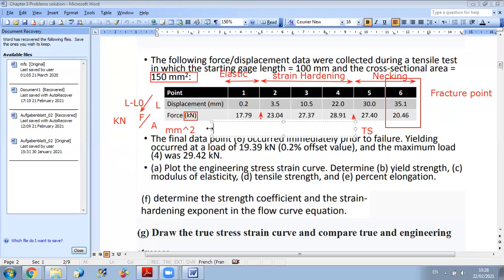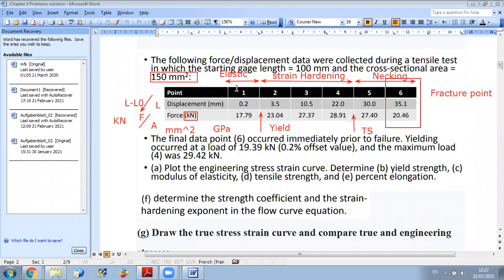Gigapascal. Okay, gigapascal. Because Newton per meter square is Pascal. Newton per millimeter square is 10 to the power 6 Pascal, which is megapascal. And kilonewton per millimeter square is 10 to the power 3 times 10 to the power 6 Pascal, sorry, which is 10 to the power 9. So it is gigapascal. Okay, so pay attention to units.